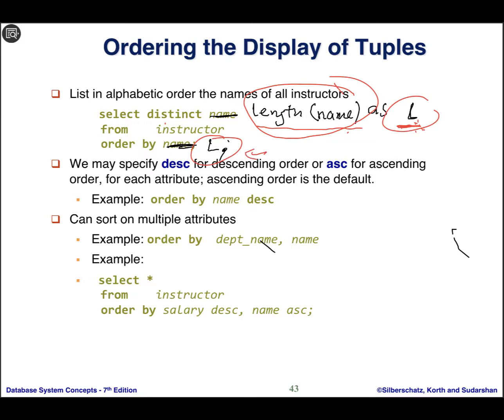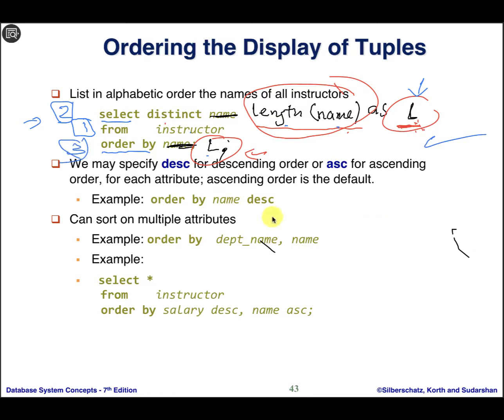And the answer is yes. Why? Because the evaluation order starts with the from. So you're going to access the instructor. Then second, you're going to execute the select. When you execute the select, you compute the length of the name for every single tuple in the relation. Then after that, we store this result under the column called L. Now L is available because you executed select. So after this step, you can use L as a normal attribute, which is said order by L. That's why this is okay.